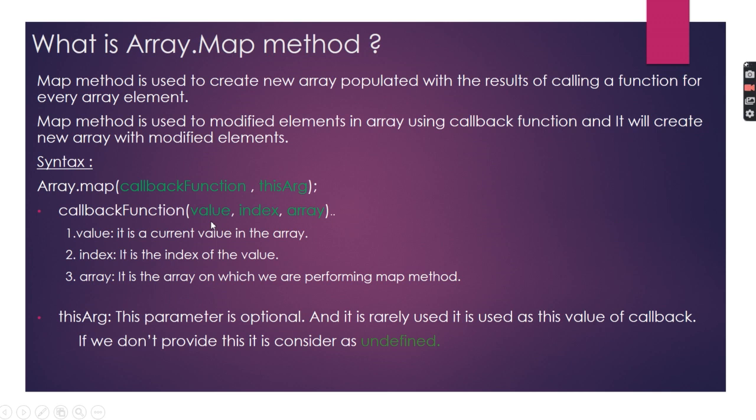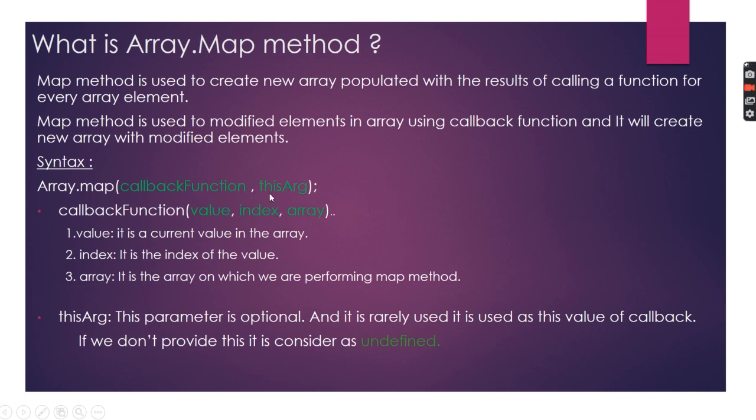When we apply the map method on an array, we are iterating over each element, and this value is the current value. Index is the index of this current value. And array is the array on which we are performing the map method.